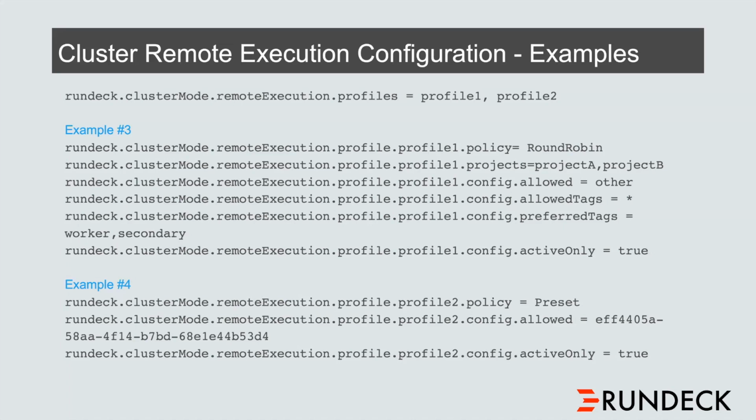So if I'm on server A, this policy wouldn't execute on me unless I happen to be tagged in some way, which we can't tell from this. But it's always going to look at preferred tags first. Preferred tags need to be a subset of allowed tags. But if the tags don't provide a set that works, then we'll look at the other allowed criteria, which in this case says other.